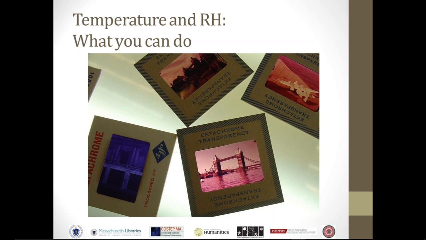Because I had said that temperature and relative humidity are related, if you just go and change one of the two elements, you're going to alter the balance. So it's really important that you think about how changing the temperature is going to impact the relative humidity. A really good source for information on all of this is the Image Permanence Institute's sustainable environments program, and they have a lot of really good in-depth information on managing the environment within your buildings.